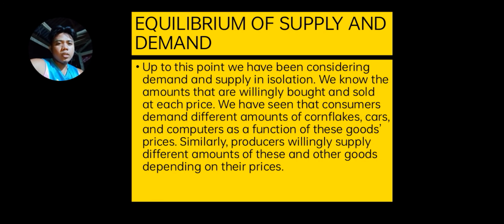Equilibrium of supply and demand. Up to this point, we have been considering demand and supply in isolation. We know the amounts that are willingly bought and sold at each price. We have seen that consumers demand different amounts of cars and computers as a function of these goods' prices. Similarly, producers willingly supply different amounts of these and other goods depending on their price.